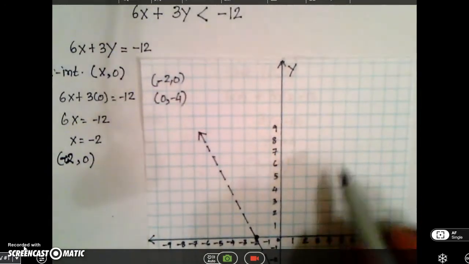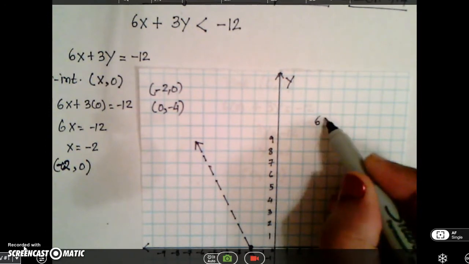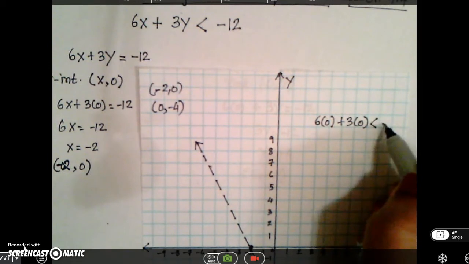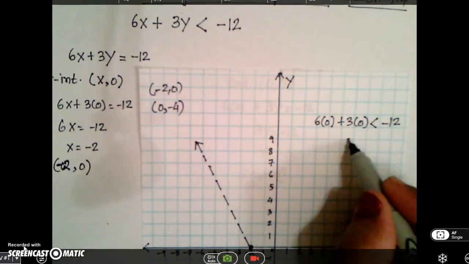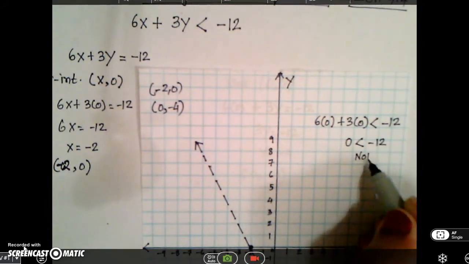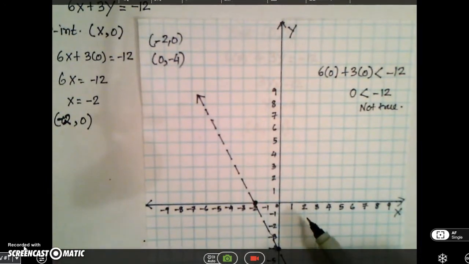So I'm going to test my point 0 comma 0. I'm going to put it into my inequality. 6 times 0 plus 3 times 0 is less than negative 12. So this becomes 0, this becomes 0. 0 is less than negative 12. This is not true. That means 0, 0 is not a solution to my inequality.